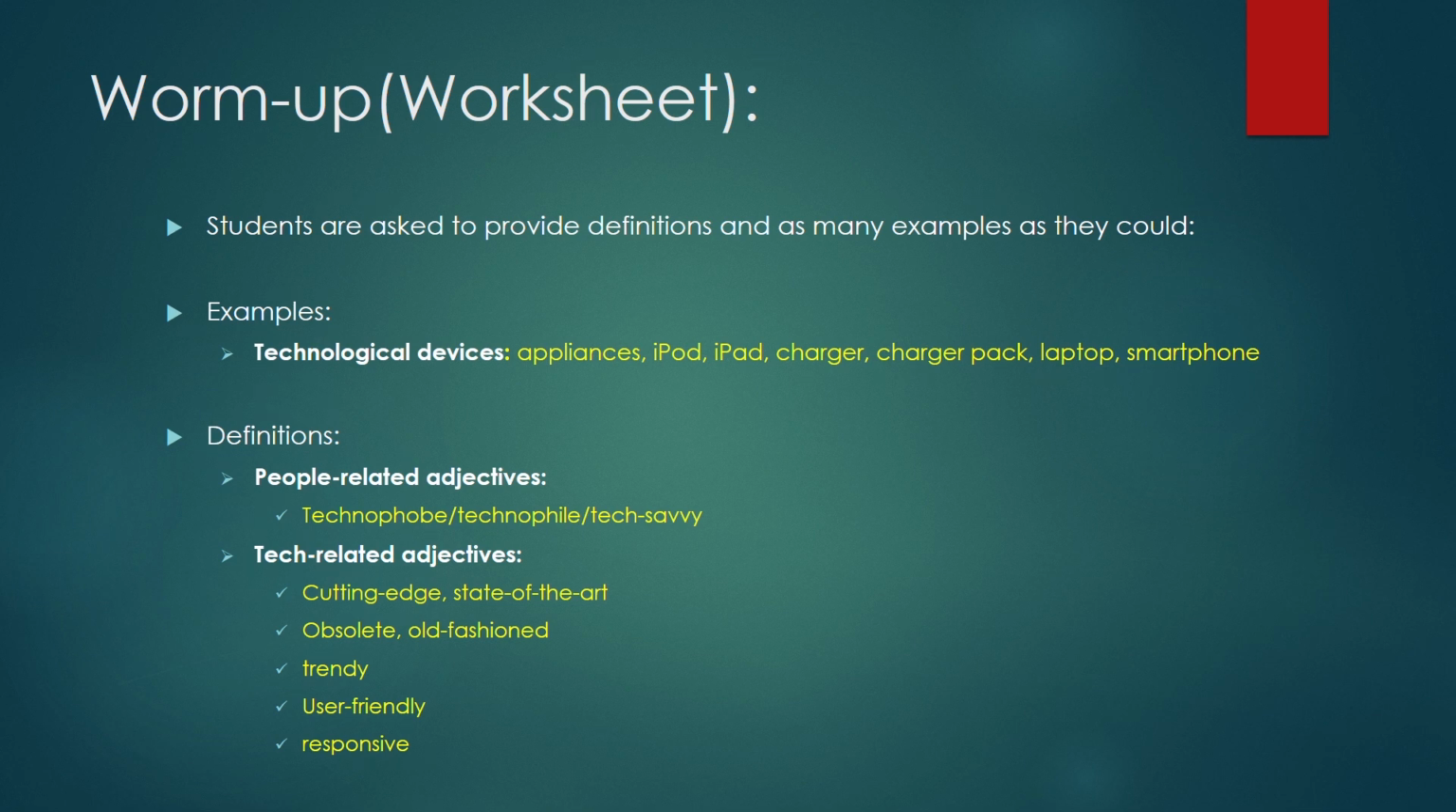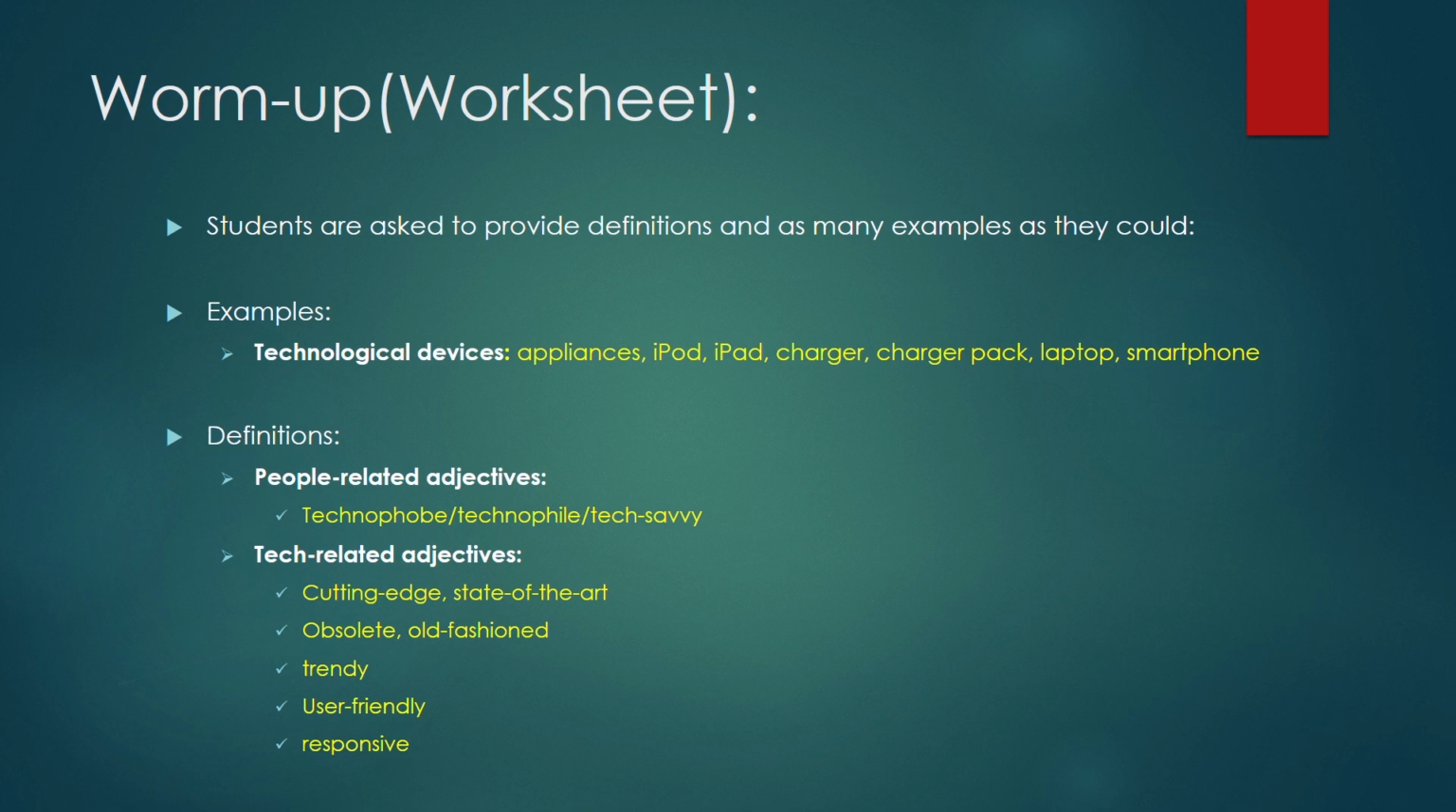For example, we have vacuum cleaners, dishwashers, fridge, washing machine, etc. These are all appliances at your home. iPad, iPod, I'm sure you know that, your students know that. Charger pack, we have had in our previous slides. We talked about charger packs. These are power banks. We have laptops and smartphones. These are different types of technological devices.